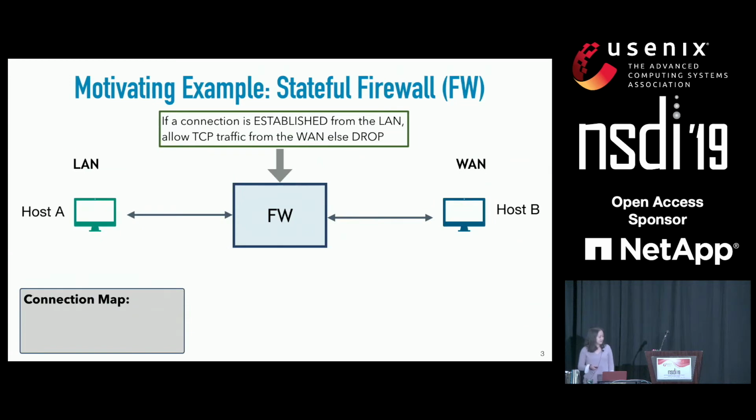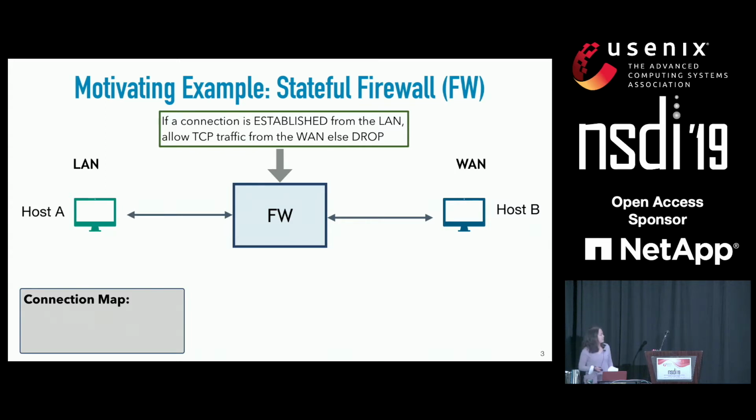As a concrete example of a stateful NF, let's consider a stateful firewall that implements the following policy. External packets are only allowed on previously established TCP connections. Effectively, what this firewall is doing is keeping a connection map that stores per-connection state for each active connection.